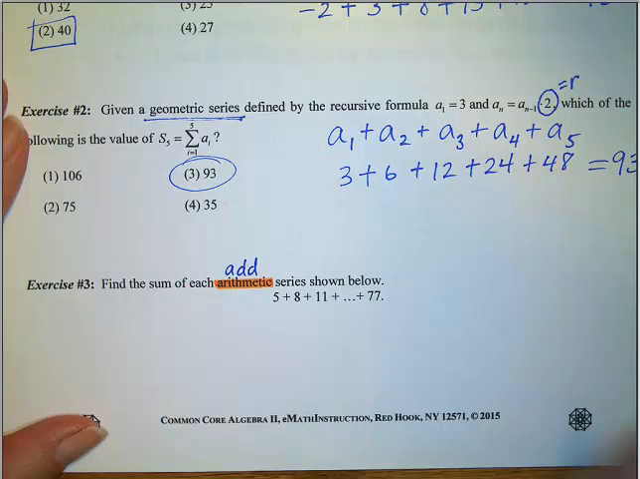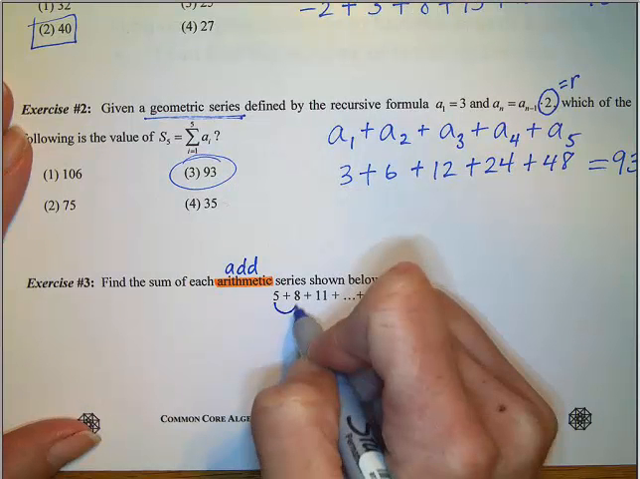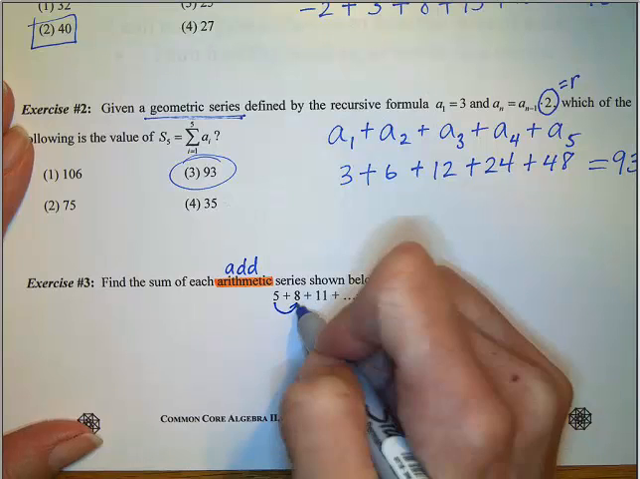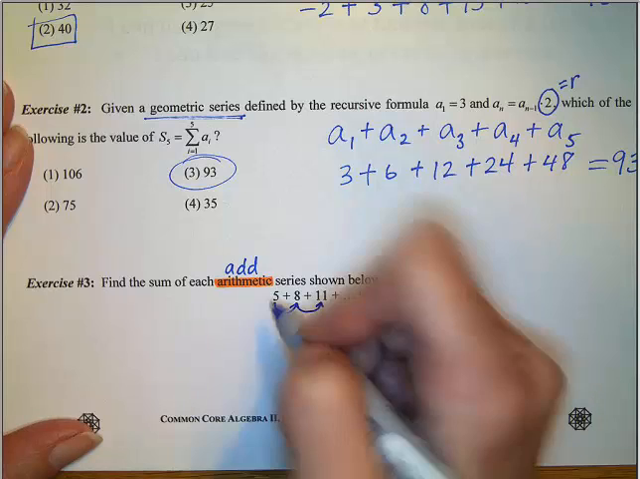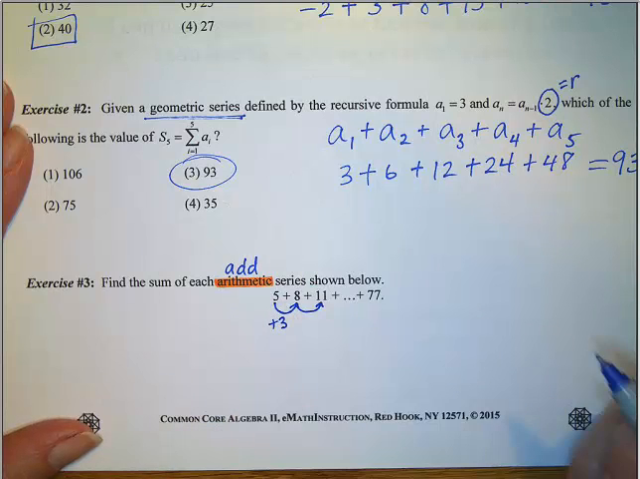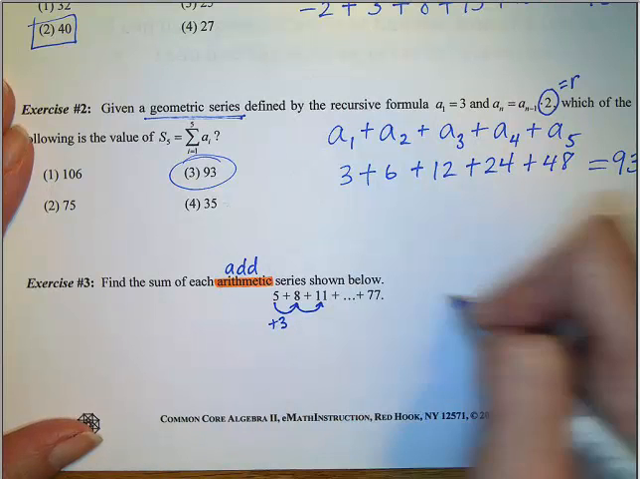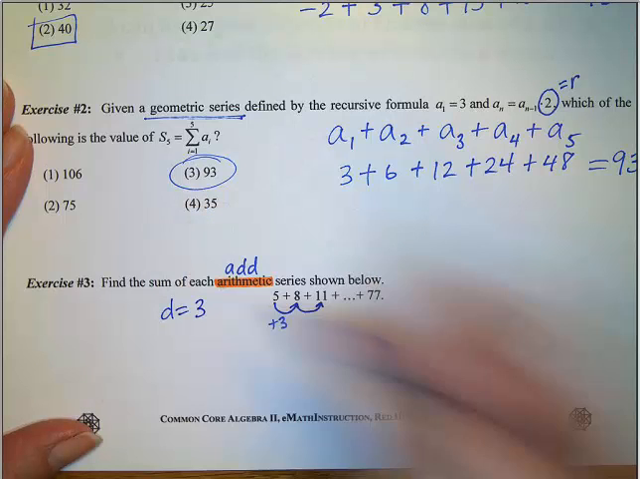So what are you adding? Well, what am I adding to 5 to make 8? What am I adding to 8 to make 11? So you should have said I'm adding 3. So that means my common difference, D, is 3.